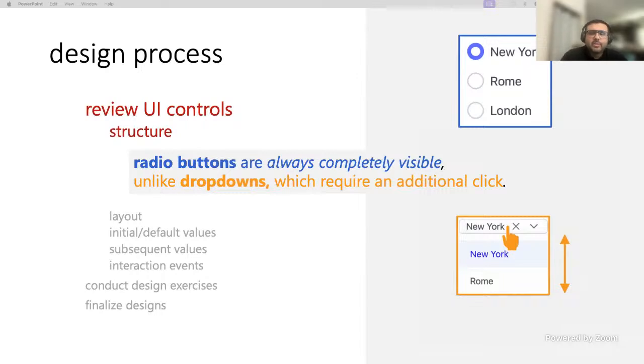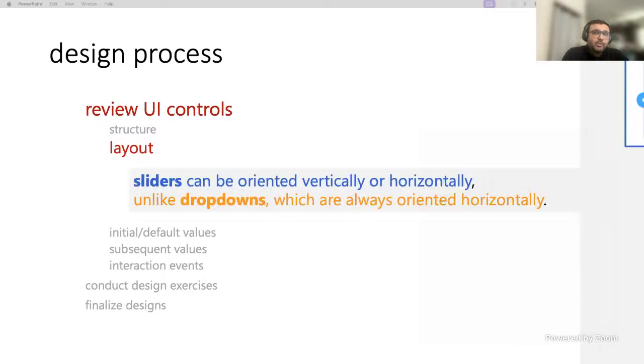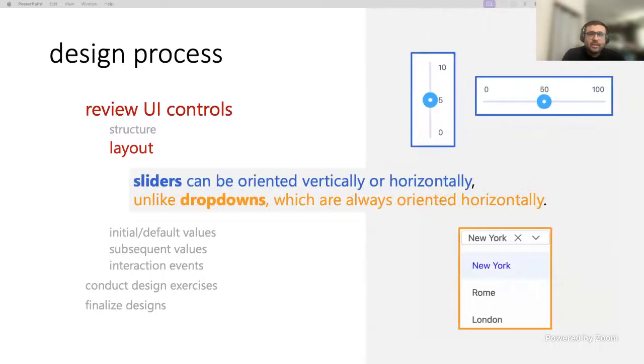buttons are always completely visible, unlike drop-downs, which require an additional click and potential scrolling to bring some aspects into focus. Next, layout-wise, sliders can be oriented vertically or horizontally, unlike drop-downs, which are oriented horizontally with their menus opening vertically.